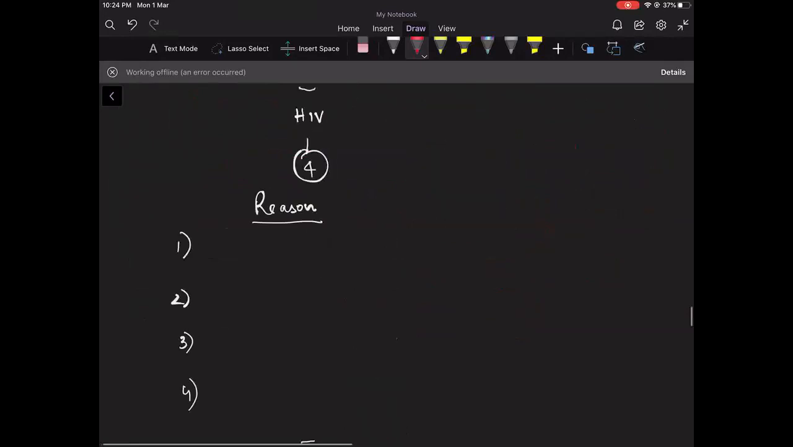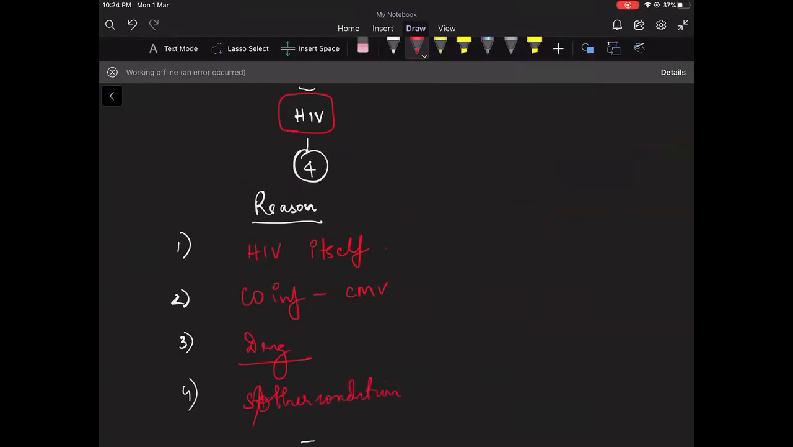The first virus we'll be discussing is HIV, and the reasons for neuropathy in an HIV patient could be HIV itself, a co-infection such as CMV, or drug toxicity. Or per se, HIV might not be the cause, and another associated condition might be there apart from HIV and its co-infection.